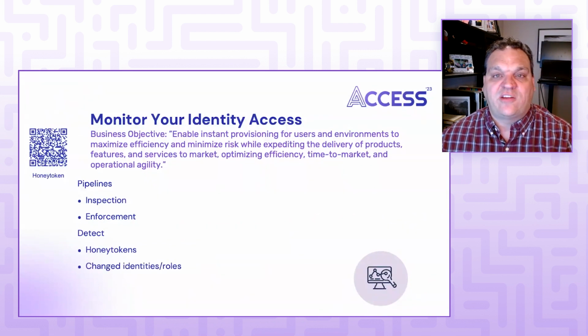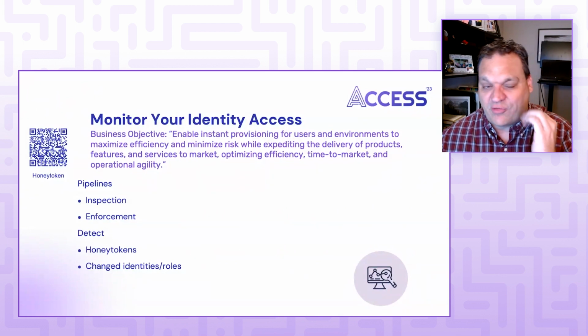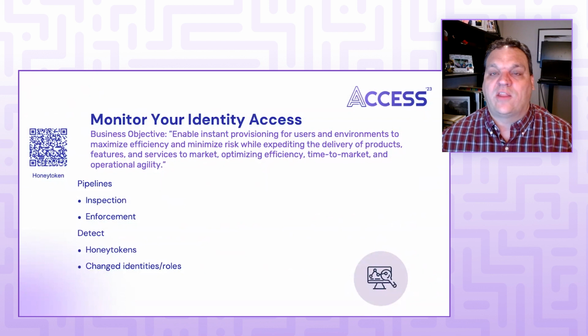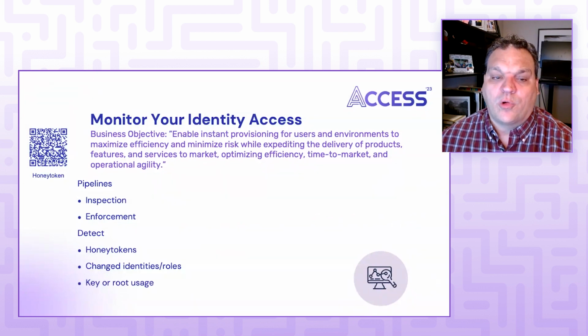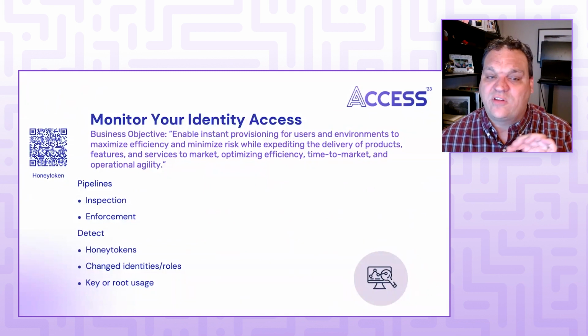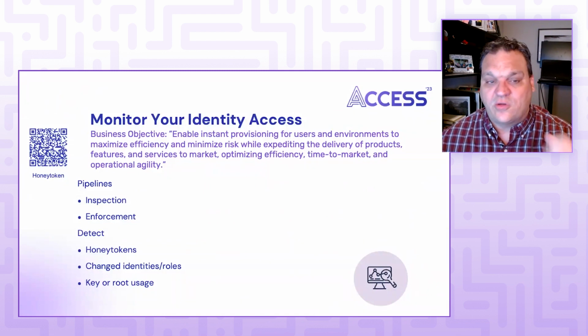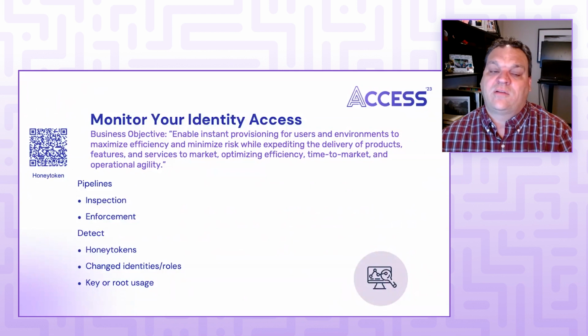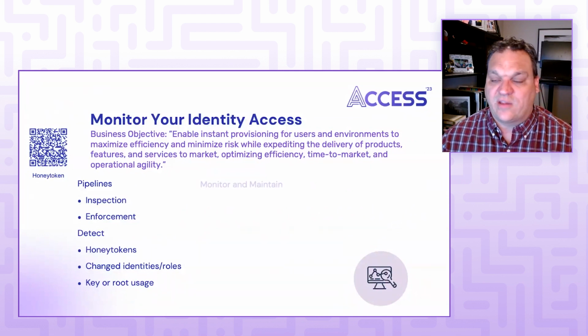Monitor for any changed identities or roles, right? You should have some kind of change management process that you can track and tie that to. Otherwise, that's a great indicator. Root key usage is another key. You should not have any key usage except maybe the few you defined as exceptions, and you should not have any root usage. As soon as you see that, that's an incident. So another key monitoring place.